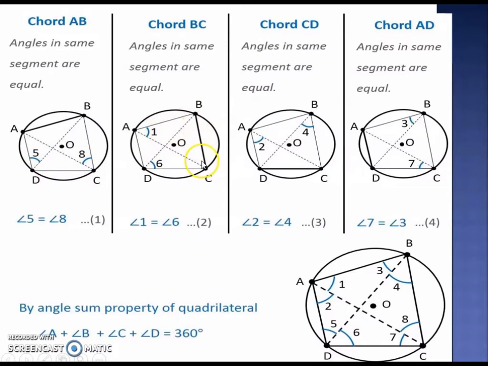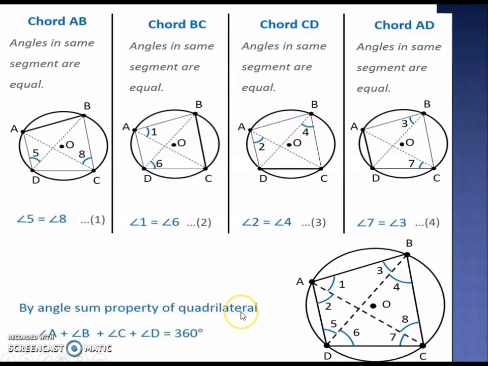If you consider chord BC, then angle 1 and angle 6 are in the same segment, so angle 1 and angle 6 are equal. If you consider DC, then angle 2 and angle 4 are equal. They are angles in the same segment. And if you consider AD, then 3 and 7 will be equal. They are angles in the same segment.